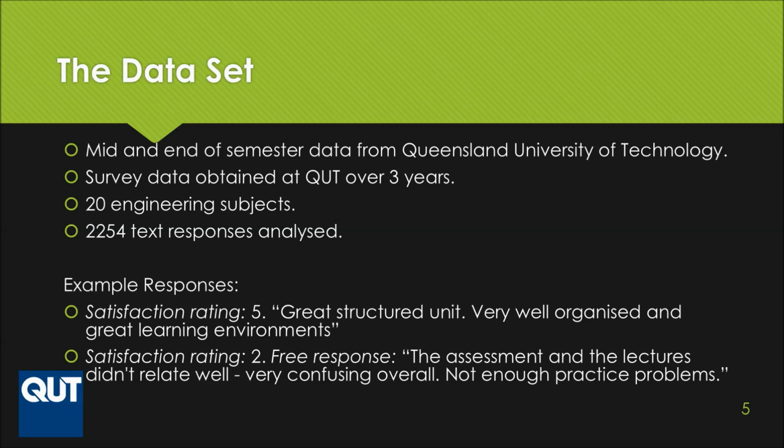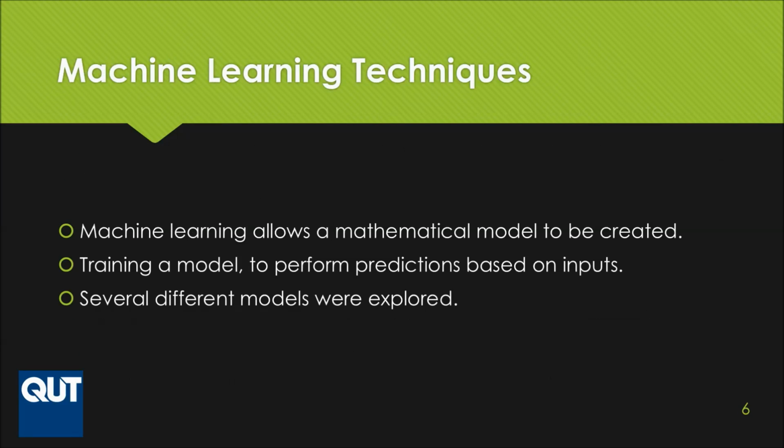Here are some example responses. Someone who gave a unit a satisfaction rating of 5 said, great structured unit, very well organised, and it was a great learning environment. As another response, we see a satisfaction rating of 2, which said the assessment and lectures didn't relate well and it was very confusing. So for those responses anyway, you can see that there is some sort of correlation between the satisfaction rating given and the free text comment.